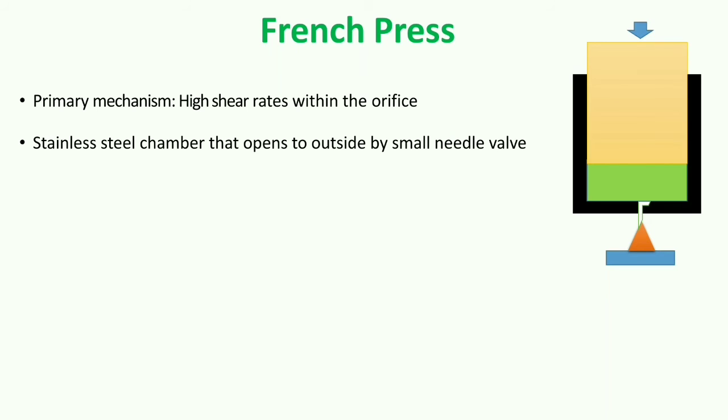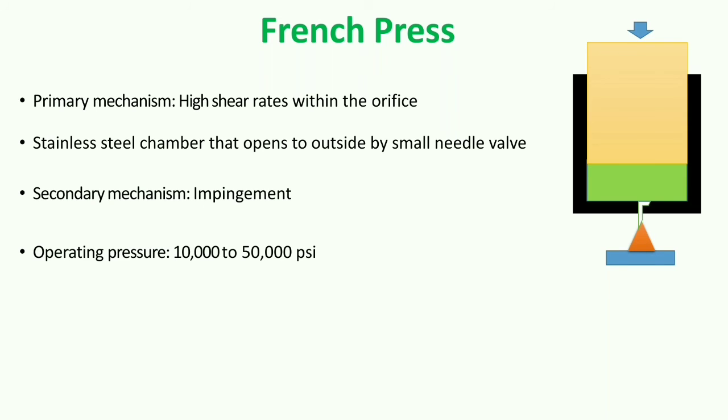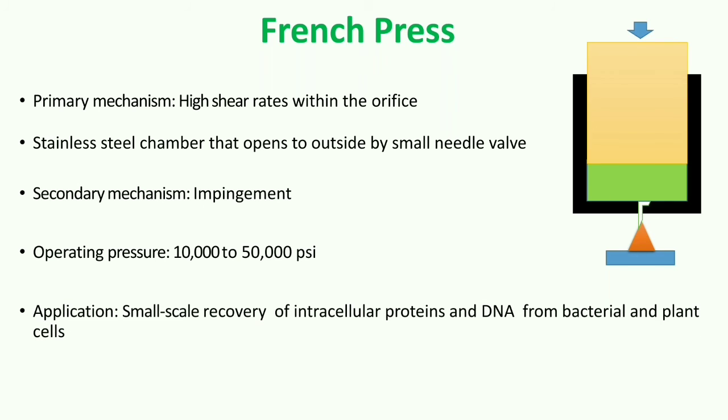Hydraulic press is used to generate a solid support as well as create a pressure difference. Once the pressure that is required is achieved, the needle valve is opened fractionally to release the pressure and the cells expand and burst. The valve is kept open while the pressure is maintained so that a trickle of smashed cells can be obtained. Secondary mechanisms involve the process of impingement. The operating pressure of a French press is in the range of 10,000 to 50,000 psi. Applications: small-scale recovery of intracellular proteins and DNA from bacterial and plant cells.